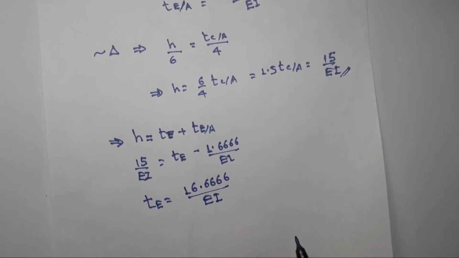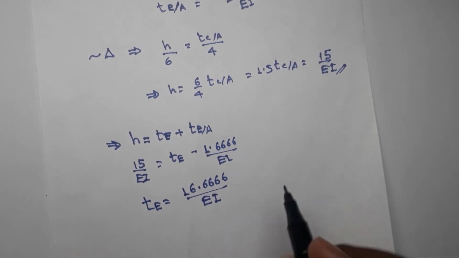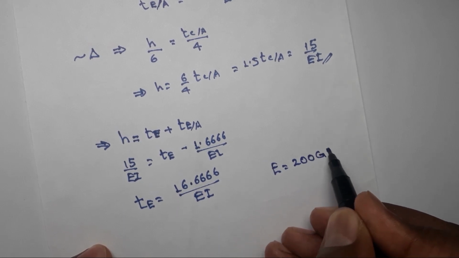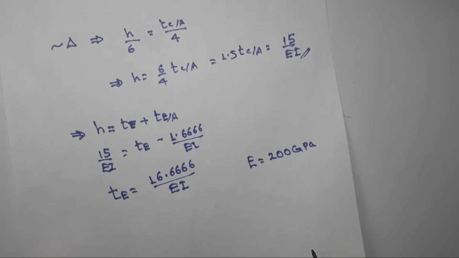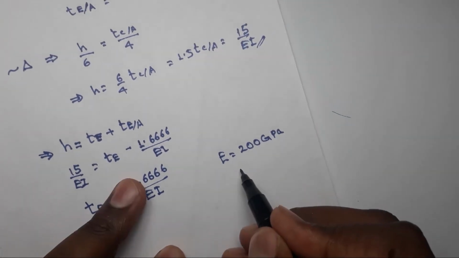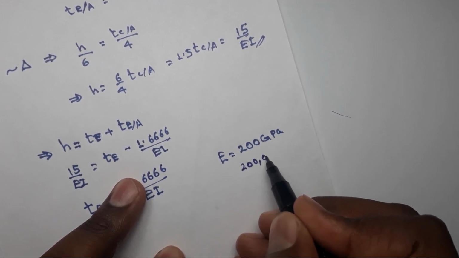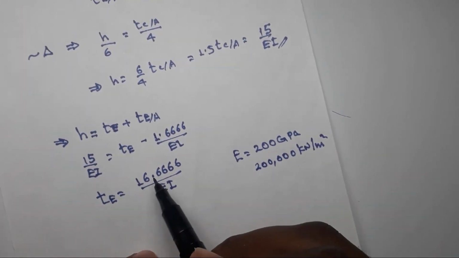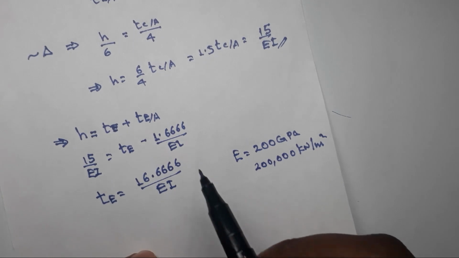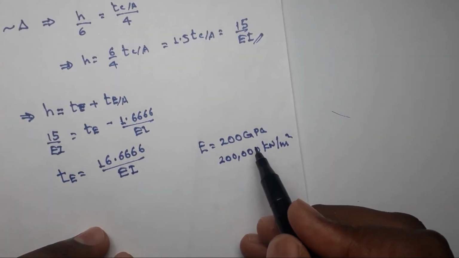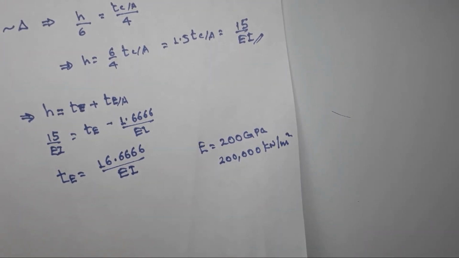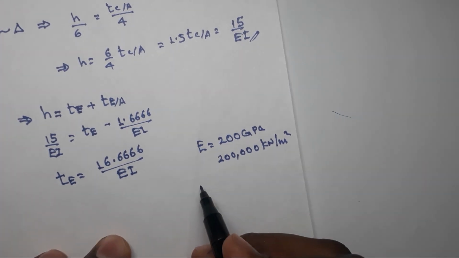Now let's again come to determination of E and I. E is already given to be 200 gigapascal, and it's equal to 200,000 kilonewton per meter square. Because our moment is in kilonewton meter, our x was given in meter, so let me give it here kilonewton and the area in meters. Area in meter square, and the other is I.